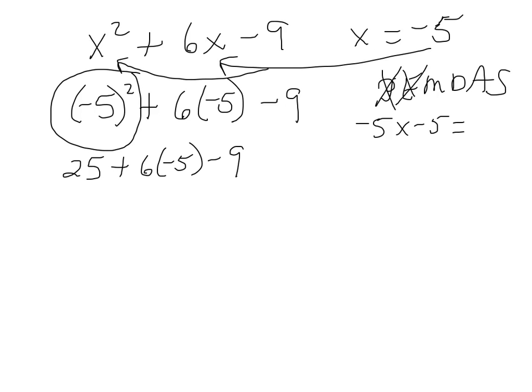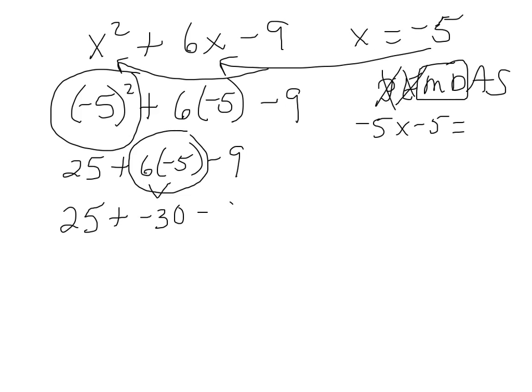Alright, exponents are done. Multiplying and dividing. We do have multiplying and dividing, so that is our next task. Copy, copy, copy. 6 times negative 5 is negative 30. And again, for people that wrote it like this, you are completely a-okay. It's the same thing. Multiplying and dividing are done.